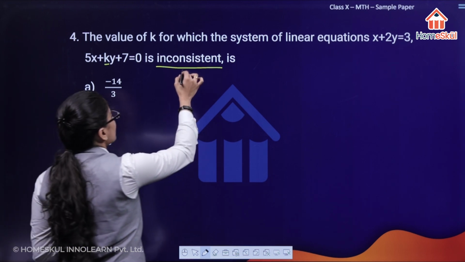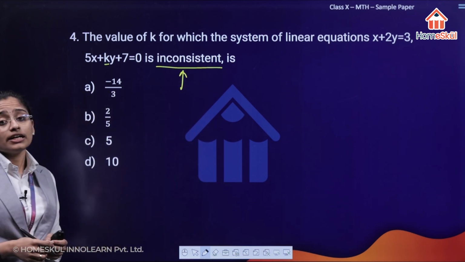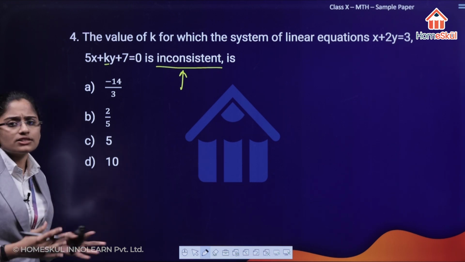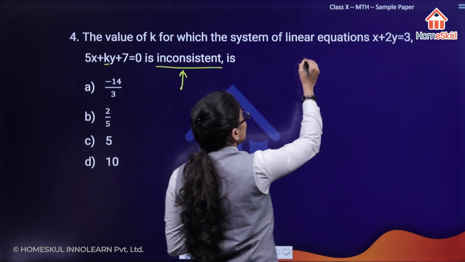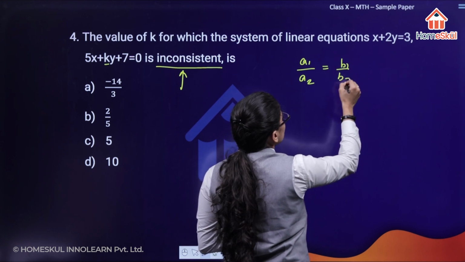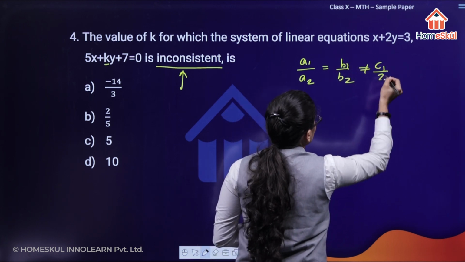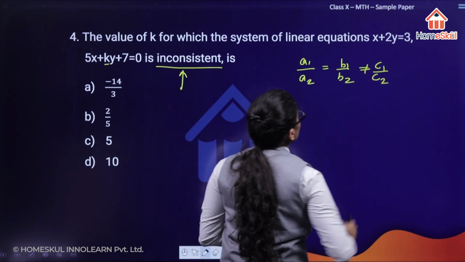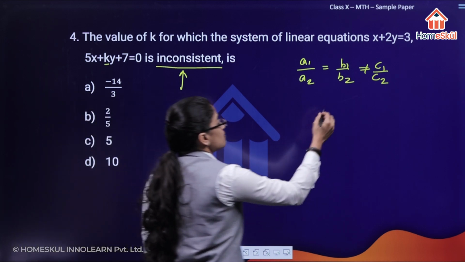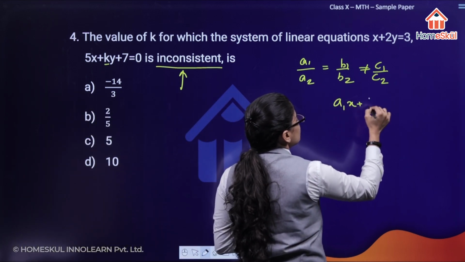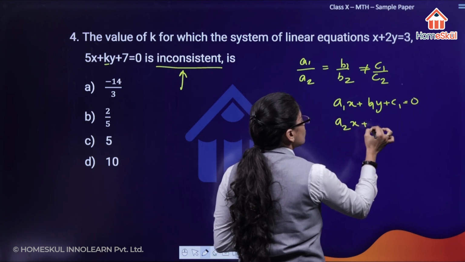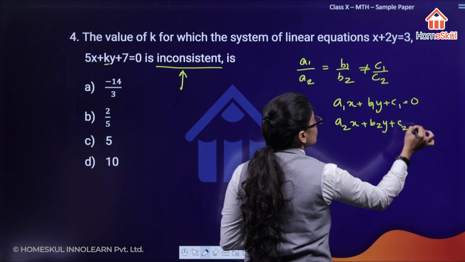What does it mean if the pair of lines are inconsistent? Inconsistent means they are parallel lines, isn't it? Parallel lines means what is the relation between the coefficients? We know that if the lines are parallel, then A1 by A2 is equal to B1 by B2, which is not equal to C1 by C2. That means the standard form of equation is A1x plus B1y plus C1 is equal to 0 and A2x plus B2y plus C2 is equal to 0, isn't it?